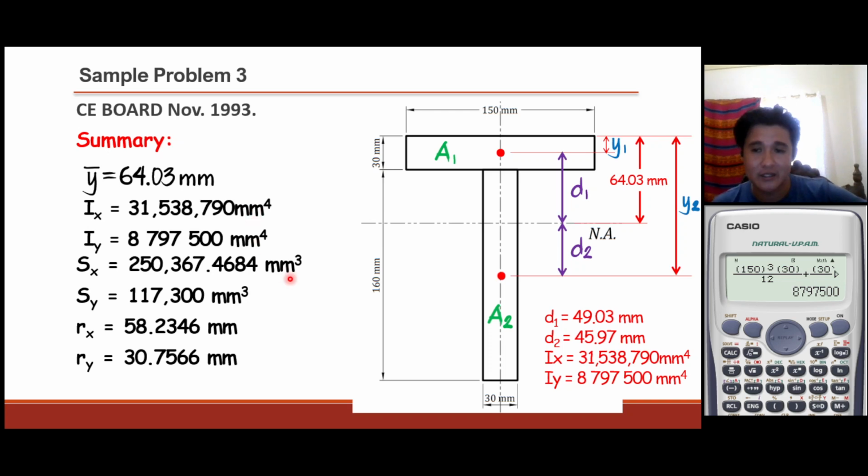And that sums up yung lecture natin regarding yung properties of areas. Okay? So next topic natin would be bending stresses or flexural stresses. So siguro 10 minutes lang 'yun, tapos na tayo sa lecture natin.